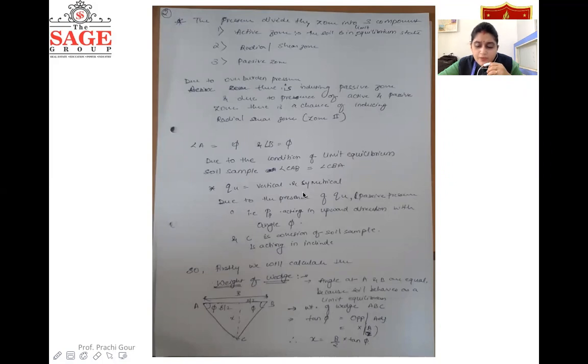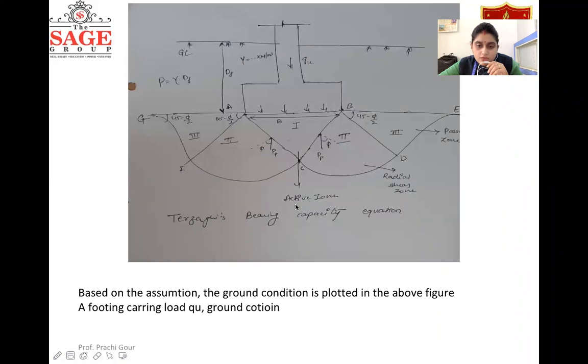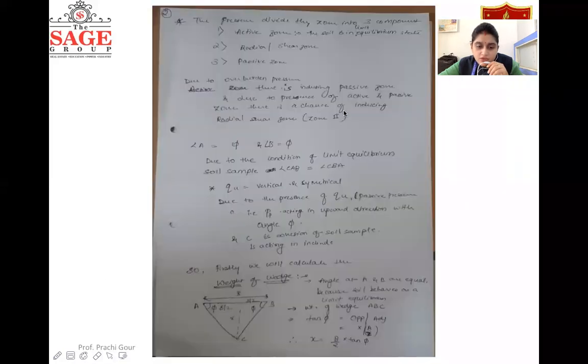As I have told you, the PP which is acting will be the opposing force. Because QU is in the downward direction, PP, the opposing force, will act in the upward direction with the angle phi, because the angle is normal tangential to that. And C is the cohesion of the soil sample, acting in an inclined way. So this is all the notations and all the diagrams that will be used in our formula.